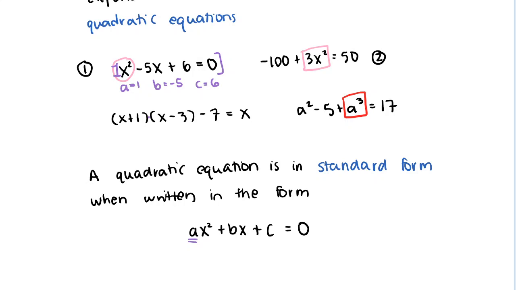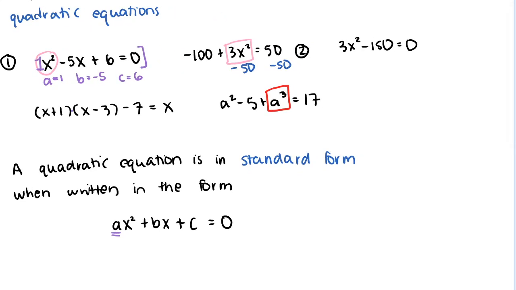If I take this equation and I subtract away 50 from both sides, well, then we get 3x squared, and then minus 100 and minus 50 together is minus 150. And then 50 minus 50 on the right-hand side would give us 0. So this would be a quadratic equation in standard form because all of the terms are moved to one side of the equation. And in this case, a would be 3, the leading coefficient, or the coefficient of our x squared term. What would b be equal to?